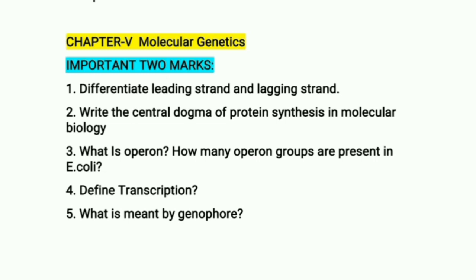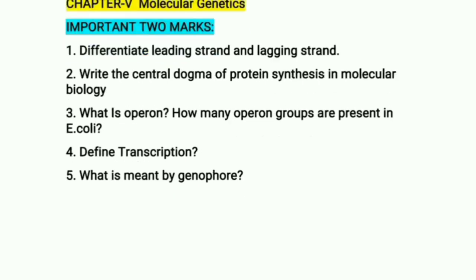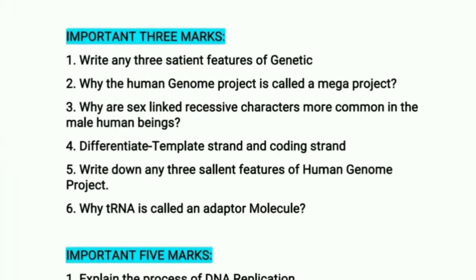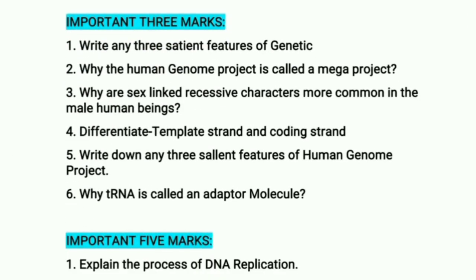What is an operon? How many operon groups are present in E. coli? Define transcription. What is meant by genophore? Important 3 marks. Write any 3 salient features of the genetic code. Why is the Human Genome Project called a mega project?